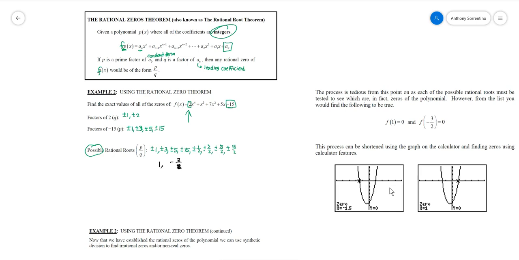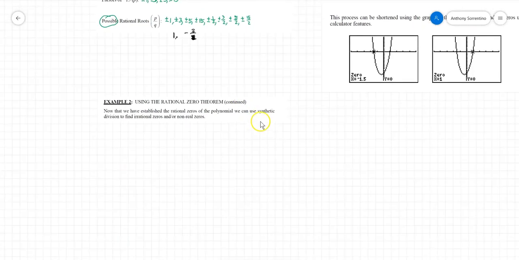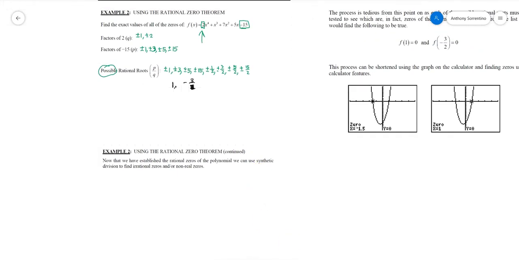I've established 2 of them which are rational, but chances are the other 2 are going to probably be non-real, and they're not going to show up on the graph ever. How do I find out what those are? Well, that goes back to the techniques we were talking about beforehand. I've established the rational zeros. Let's find the rest of them.